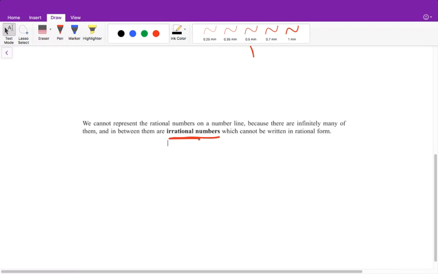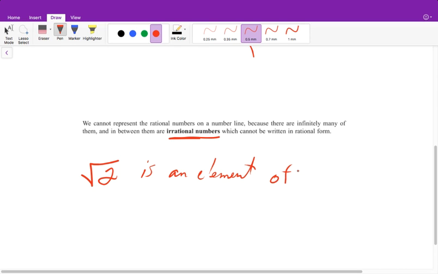Irrational numbers cannot be written in fraction form. So go back to one of the questions that I wrote on the very first page, the square root of 2. That is an element of the irrational numbers. Unlike our other sets, there's really no letter that is used to denote irrational numbers. So you would just say the square root of 2 is an element of irrational numbers. Irrational numbers are numbers that cannot be written in fraction form, where both our numerator and our denominator are integers.